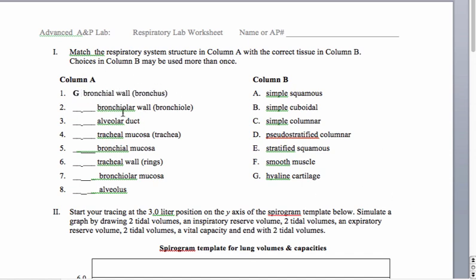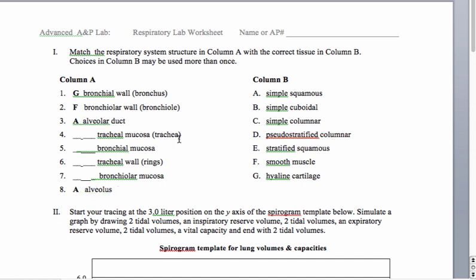The bronchiolar wall, remember the bronchioles, what causes them to constrict and dilate? That's the smooth muscle, right? Alveolar duct, this is going to be the same as the alveolus. What do you remember about that? Remember that's going to be our simple squamous tissue for both of those, so we'll just go ahead and fill this one in down here too.